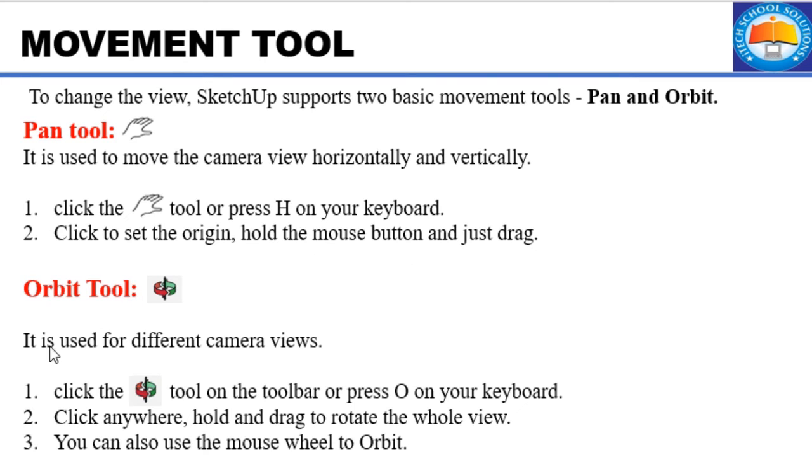Orbit tool. In order to go for different camera views, click on orbit tool on the toolbar or press O on your keyboard. Click anywhere, hold and drag to rotate the whole view. You can also use the mouse wheel to orbit.